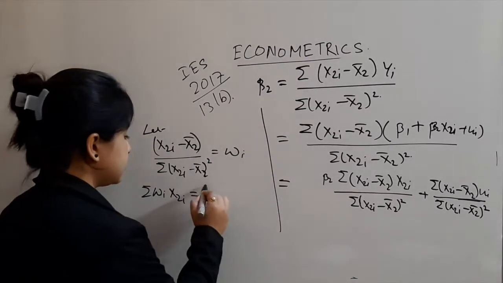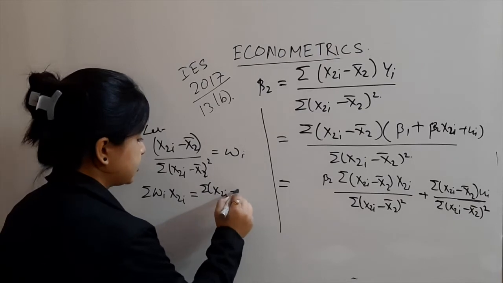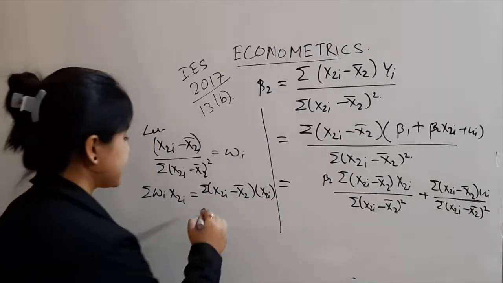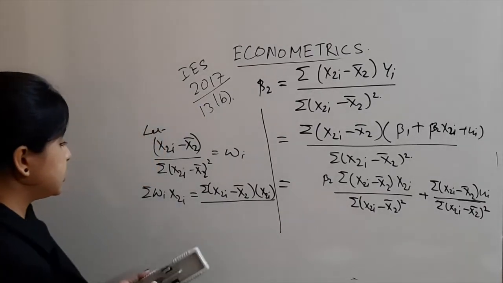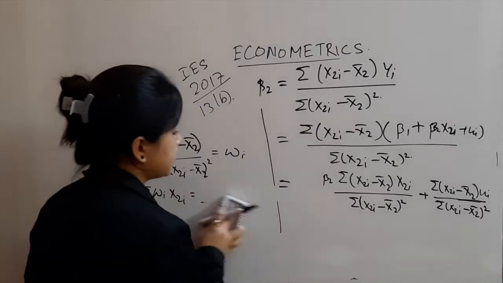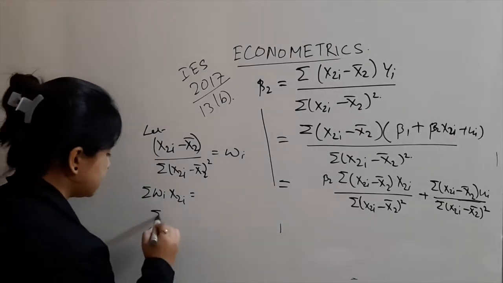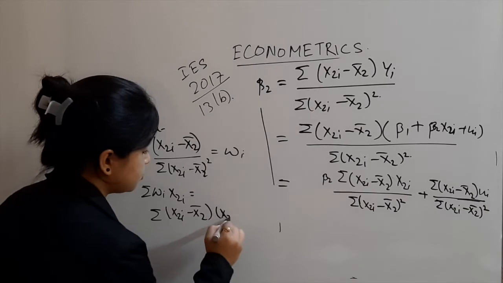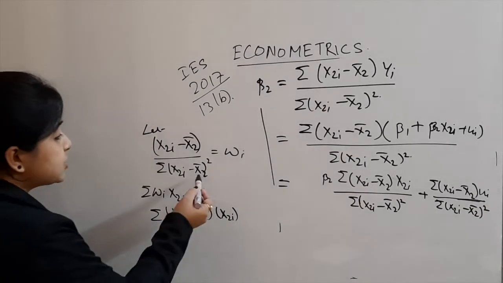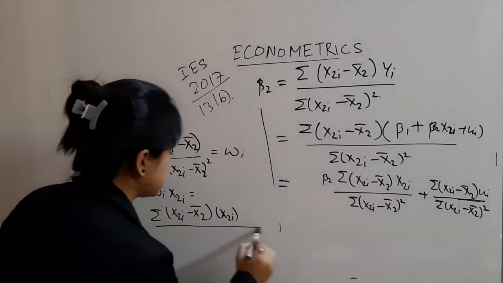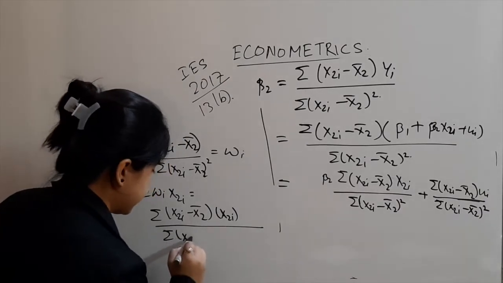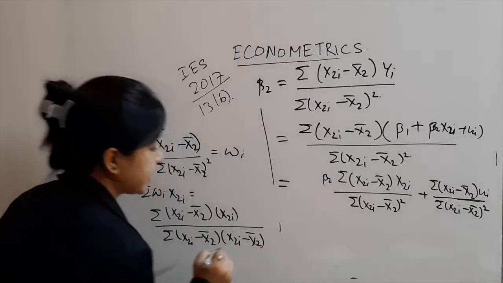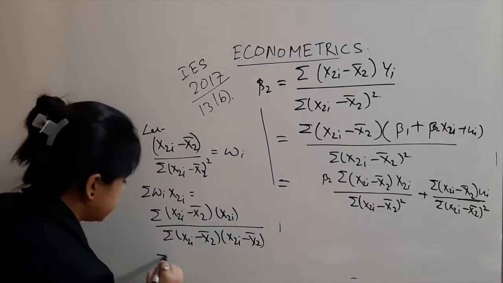Okay, so here we have (x2i − x2 bar) and x2i. Similarly for the denominator, let me just write it here. We have (x2i − x2 bar) into x2i. Let's just expand the denominator. How? (x2i − x2 bar) into (x2i − x2 bar). Multiply it.